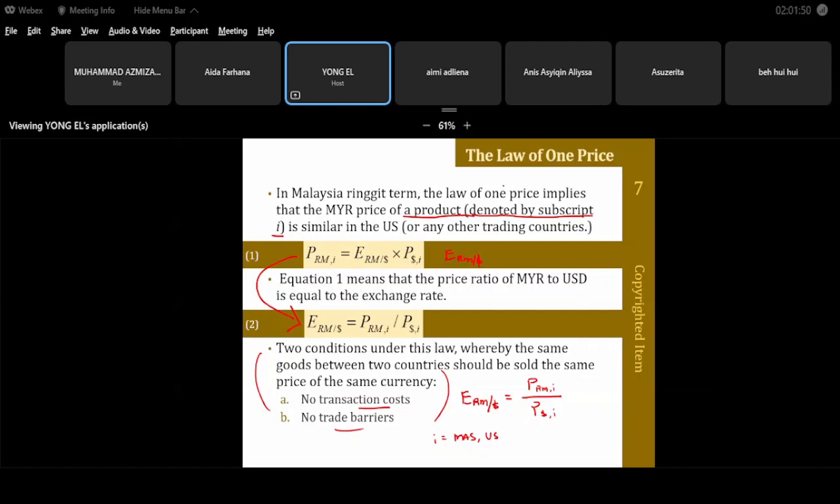According to Fahiza and Diana, the answer is decrease. Okay, the answer is decrease. Thank you for the response. I just write here, the price decreases. That will make Malaysian ringgit stronger. A stronger Malaysian ringgit means currency appreciation or depreciation?